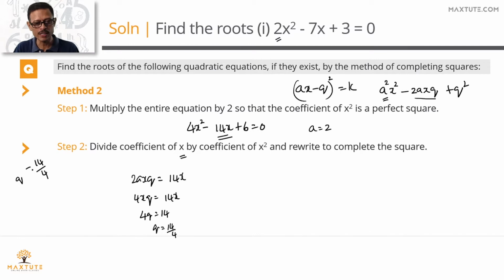We kept it as minus 14 by 4 because then I would have said that take it as ax plus q, where q's value is minus 14 by 4. Or you write it as ax minus q as we started here. So q is equal to 14 by 4, which is equal to 7 by 2.